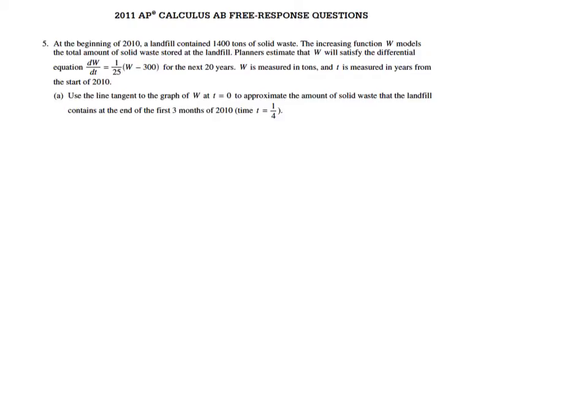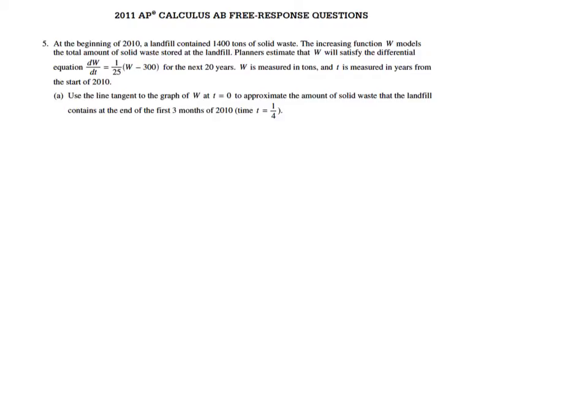Part A, we use the line tangent to the graph of W at t equals 0 to approximate the amount of solid waste that the landfill contains at the end of the first 3 months of 2010. And they give us in parentheses that after 3 months that's going to be time equal to 1/4.